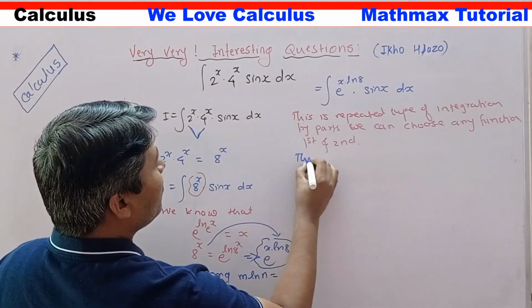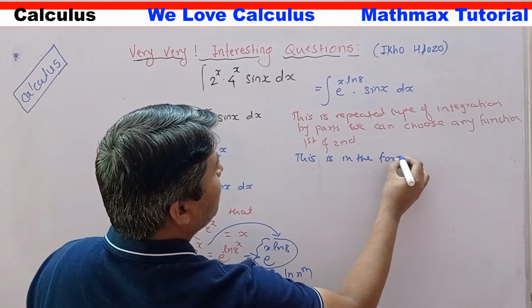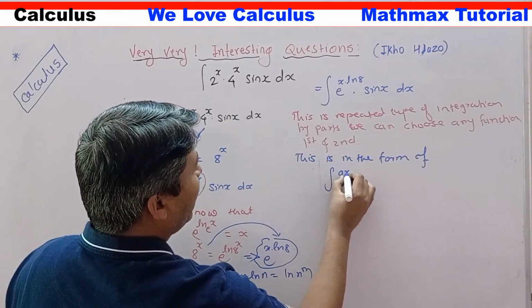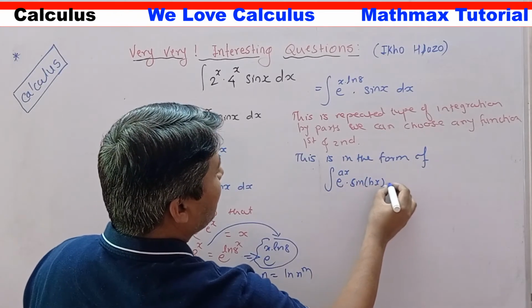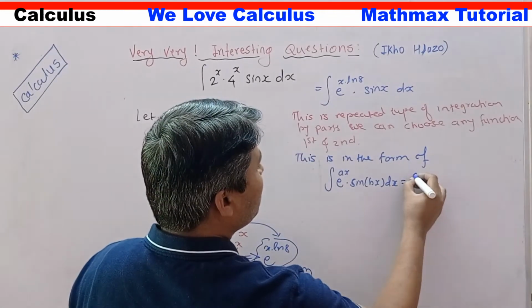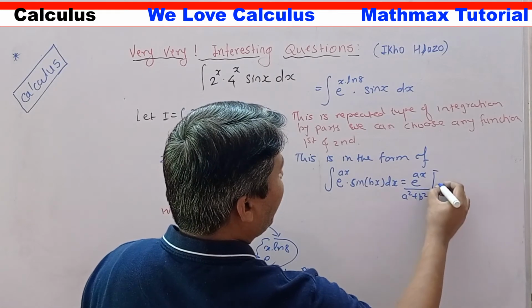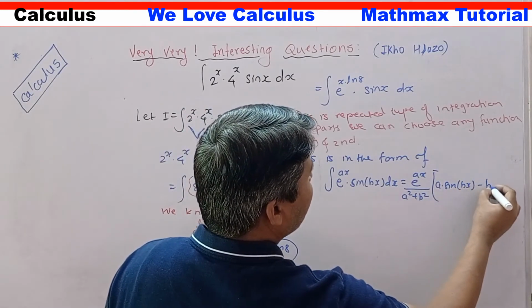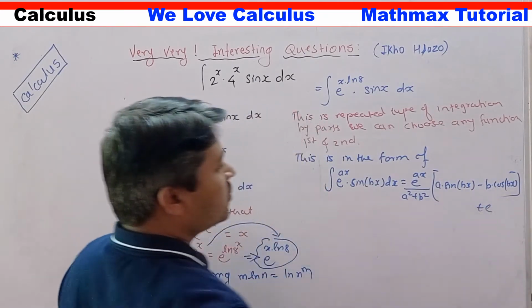Actually, this is in the form of the integration of e raised to ax into sin bx. Then we can write the solution directly as e raised to ax divided by a square plus b square, in bracket a into sin bx minus b into cos bx, bracket complete, and then plus c.